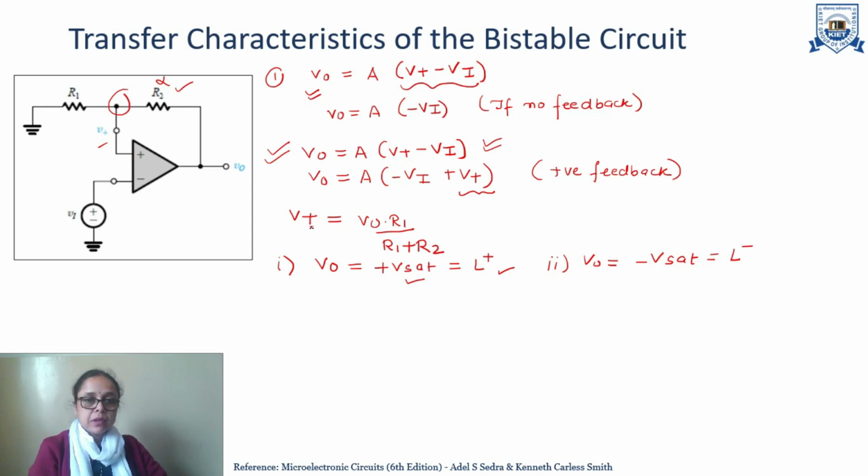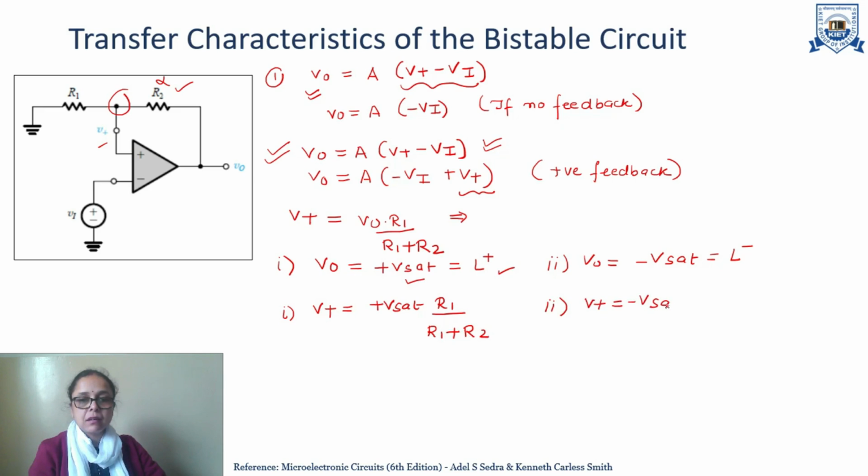So, in this equation, this can be rewritten as V naught. For both the cases, if we write this equation, the V plus will be plus V sat R1 upon R1 plus R2, or in the second case, V plus is equal to minus V sat R1 divided by R1 plus R2.